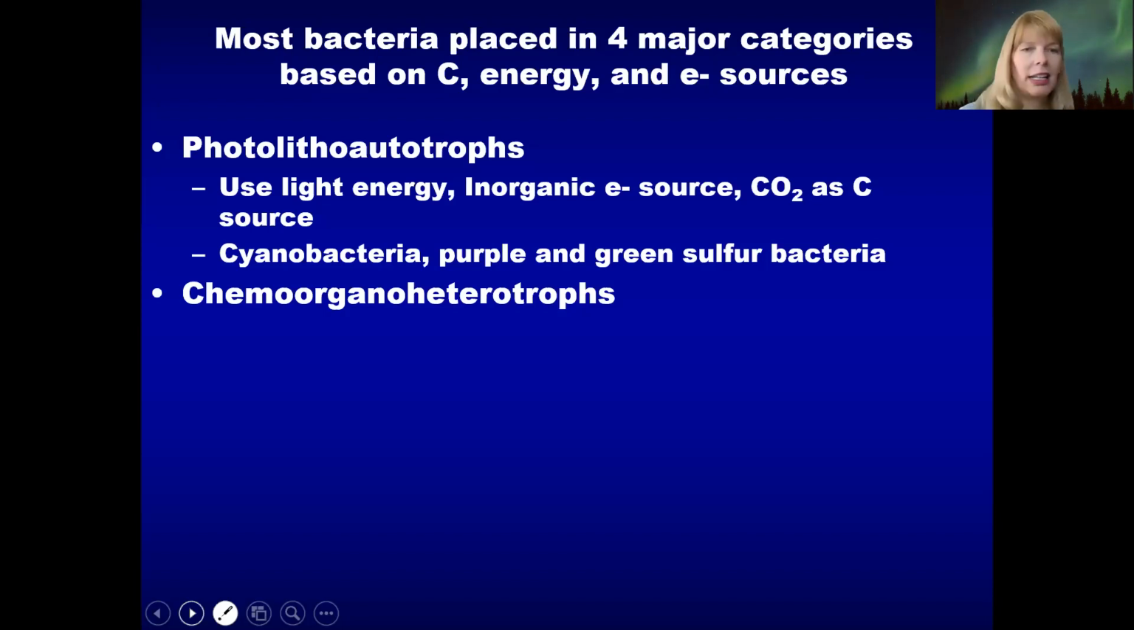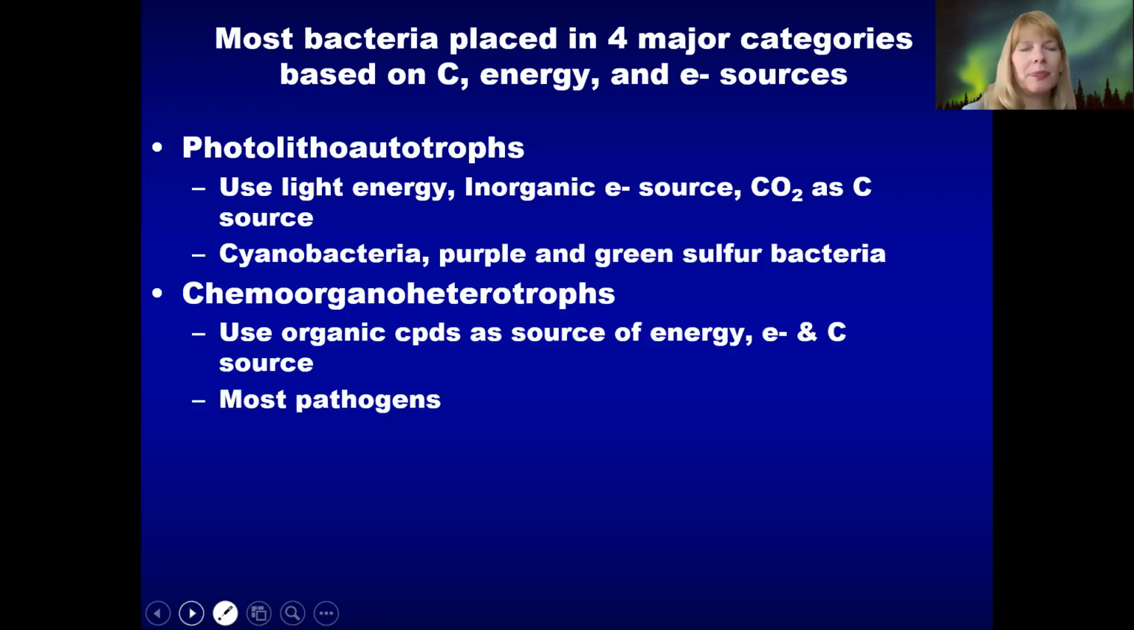It looks like we're running out of time. Let me just finish the thought here. Chemoorganoheterotrophs, we'll stop here. They use organic compounds for their energy, electron, and carbon source. So we are chemoorganoheterotrophs as well. That's why a lot of pathogens that attack us are also chemoorganoheterotrophs. They're well adapted to our type of body because they do their pathways very similar to how we do ours, and that makes them better at attacking us.